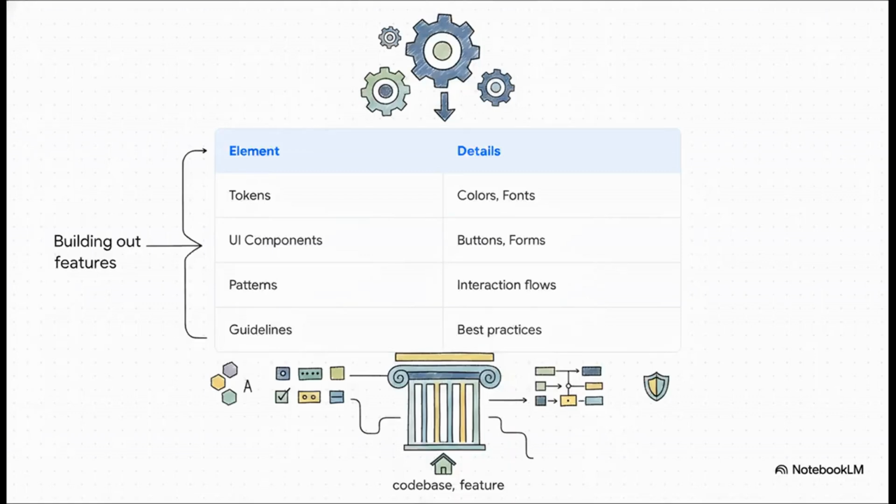Next, UI components, your reusable building blocks like buttons and input fields. Then, patterns, which define exactly how these blocks interact to form user flows. And finally, guidelines, to ensure everything you build meets strict accessibility standards and best practices. It's like a giant puzzle, but all the pieces are structurally guaranteed to fit.